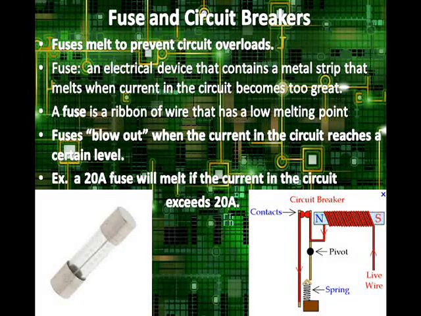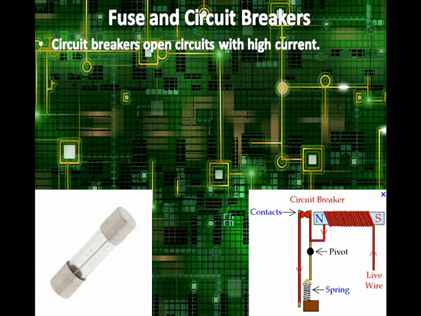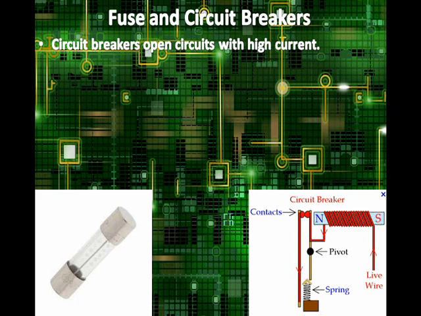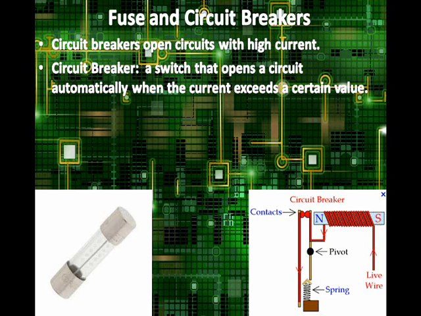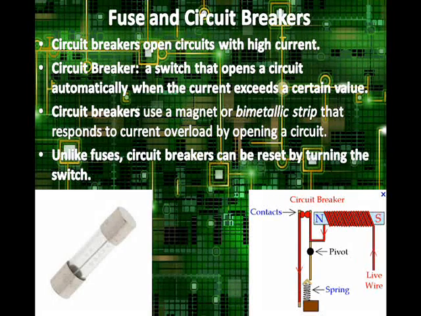Now let's talk about how circuit breakers work. Circuit breakers open up circuits with high current. So just like we saw that switches will open up a circuit, that's what the circuit breaker does. They are made up of switches that open up a circuit so that the current can no longer flow once it gets too high. And so the circuit breaker is a switch that opens a circuit automatically when the current exceeds a certain value. Now certain circuit breakers use a magnet or a bimetallic strip that responds to current overload. So it's made a little bit different. And unlike fuses, circuit breakers can be reset by turning the switch.